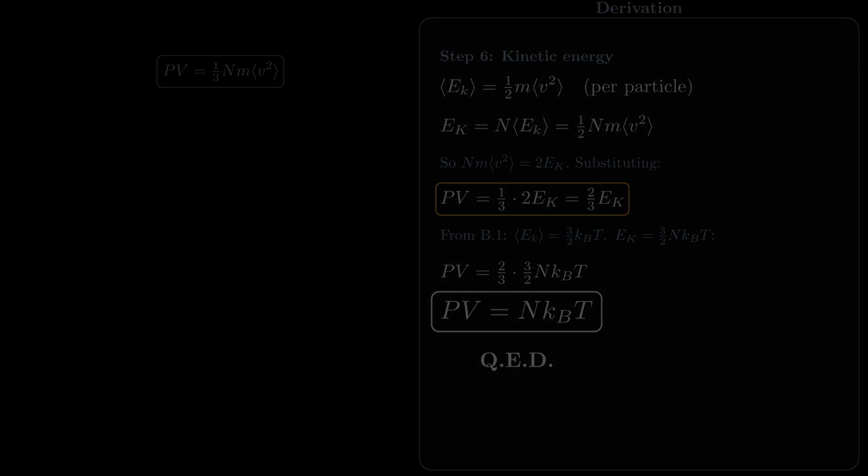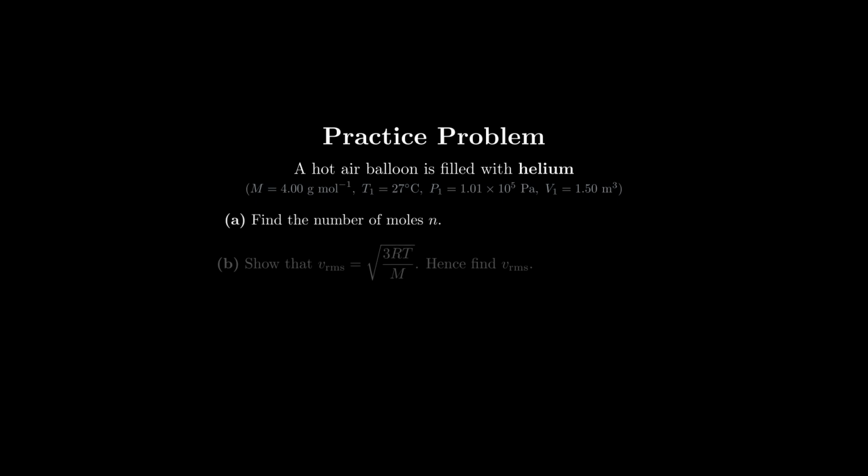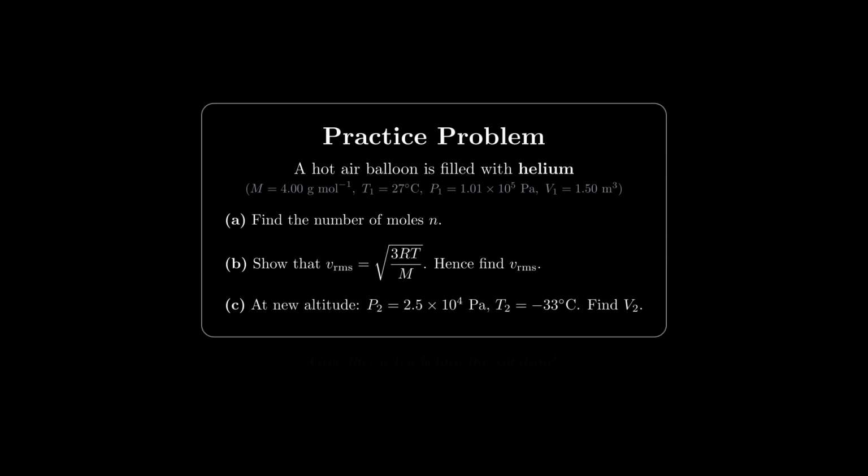Now we'll do a practice problem. A hot air balloon is filled with helium, which has molar mass 4 grams per mole, where the temperature is 27 degrees Celsius and the pressure 1.01 times 10 to the power of 5 pascals. At ground level, the volume of the balloon is 1.5 meters cubed. Firstly, find the number of moles in the balloon. Secondly, show that the square root of the mean square speed can be given by the square root of RT over capital M. Hence, calculate this root mean square speed at ground level.